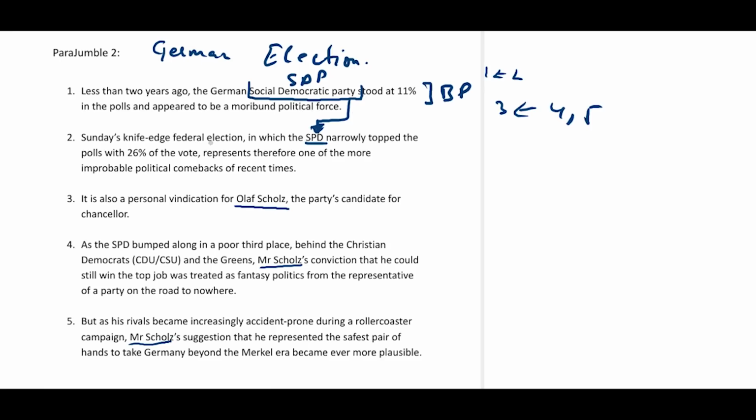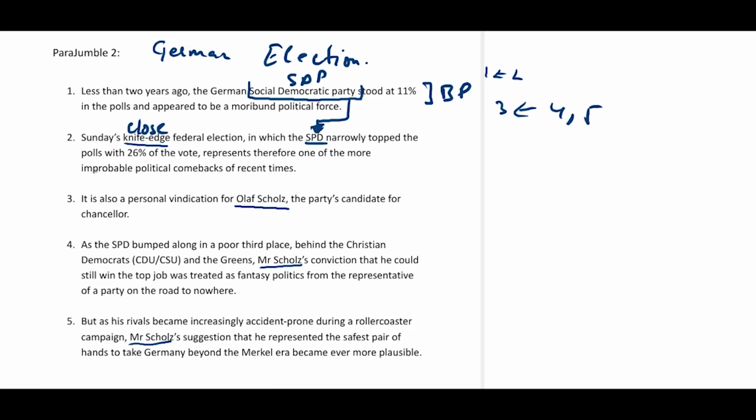Sunday's knife edge federal election. So this basically hints that it was relatively more exciting. It was pretty close. It was a close election, in which SPD narrowly topped the polls with 26% of the vote, represents therefore one of the more improbable political comebacks of recent times. Now here is another thing that you always need to note in case of all verbal ability problems.